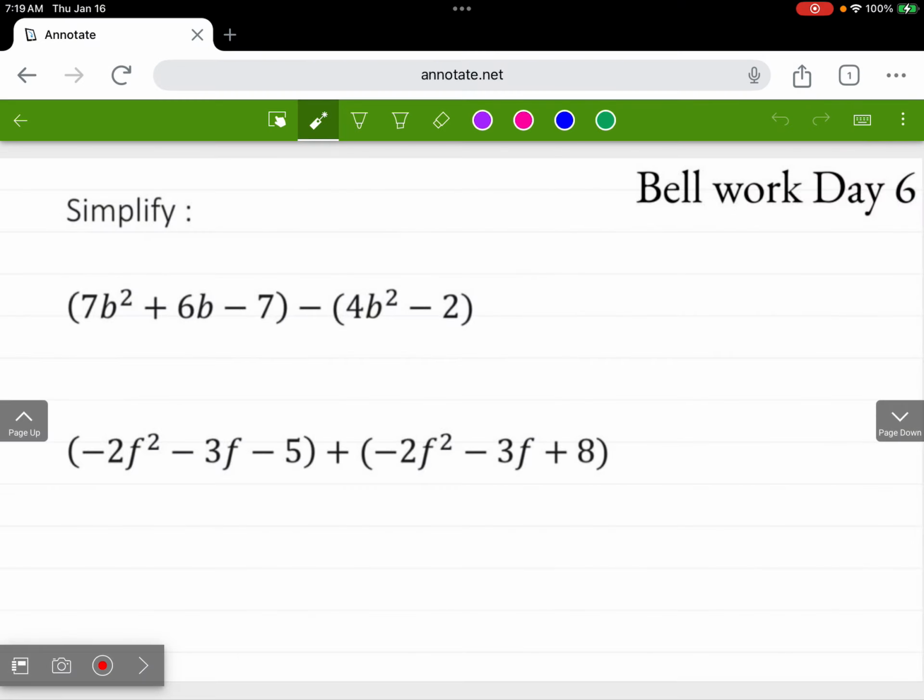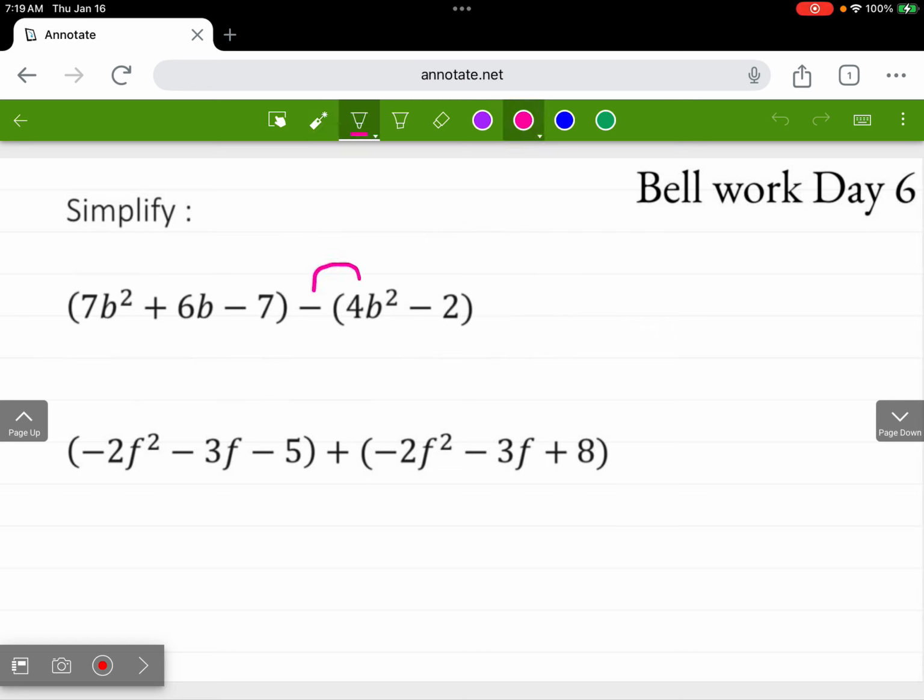How do we start with this, guys? Good morning. What do we do first on this one? What do we need to do first when we have subtraction? What do we do? Yes, distribute that minus sign.